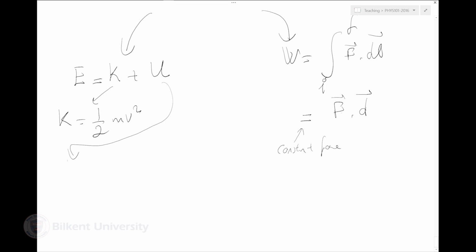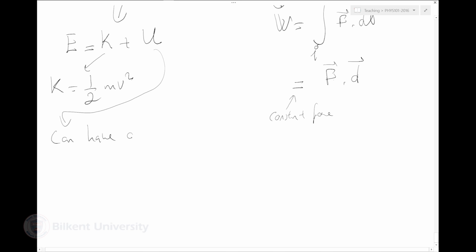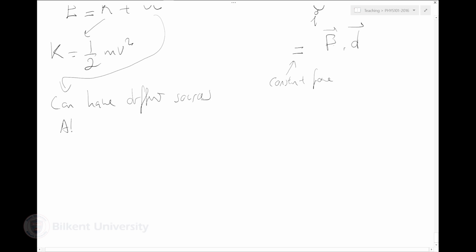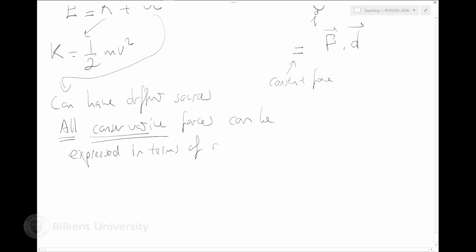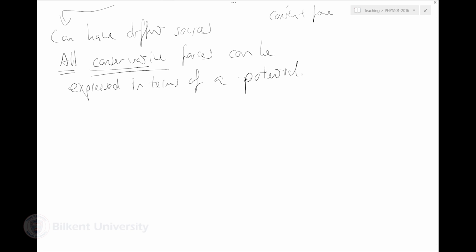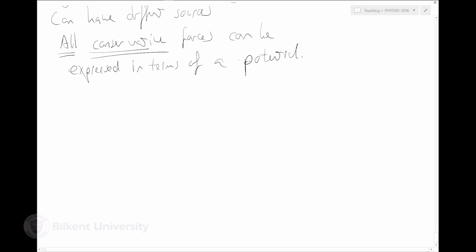However, potential energy can have different sources. All conservative forces can be expressed in terms of a potential. And I said a lot of forces in nature are actually conservative, like the electrostatic forces, like the magnetic forces you're going to study in 102. But here specifically we talked about two examples.